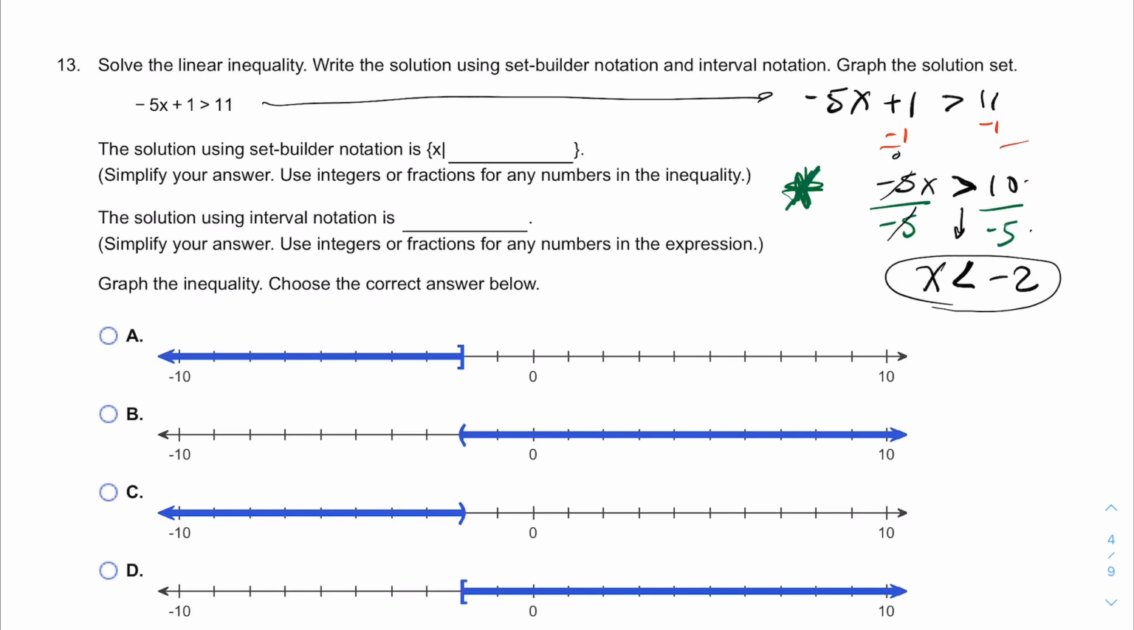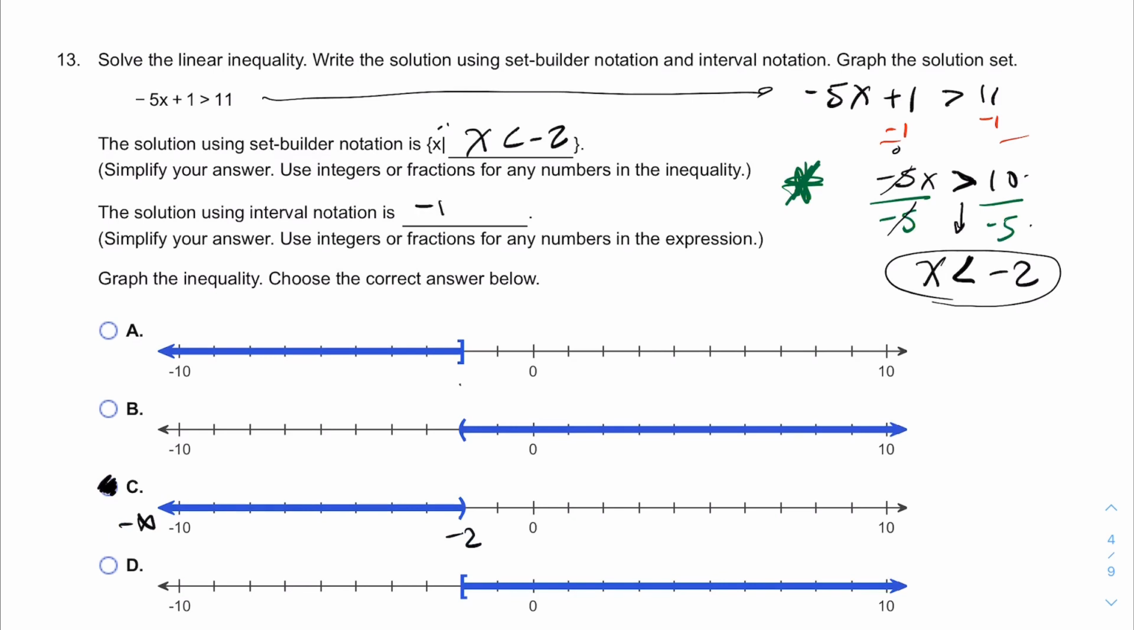So as we write this answer in set builder notation, the set of all x such that, and then we write the inequality, x is less than -2. Then we find the graph, shade all the x values that are less than -2. Well, that's less than -2, but it's not inclusive, so we need this to be open, so I believe that's going to be C. And the interval notation is going from -infinity, open, to -2, open.